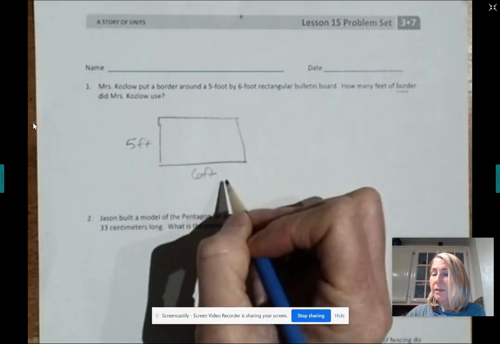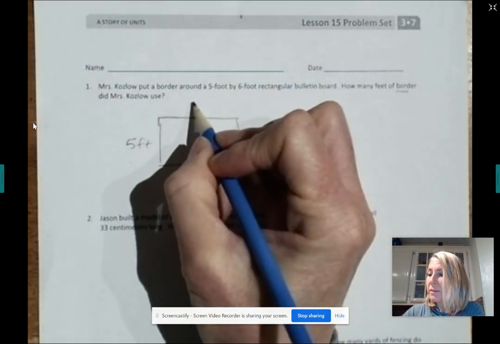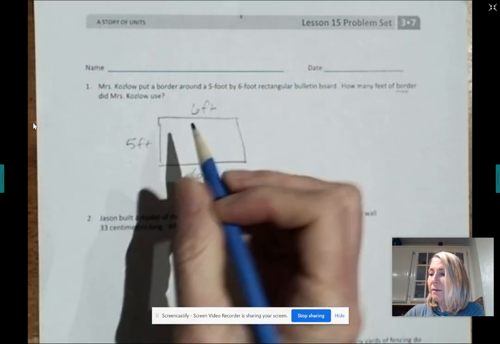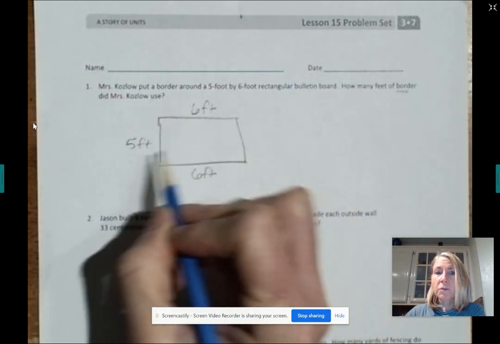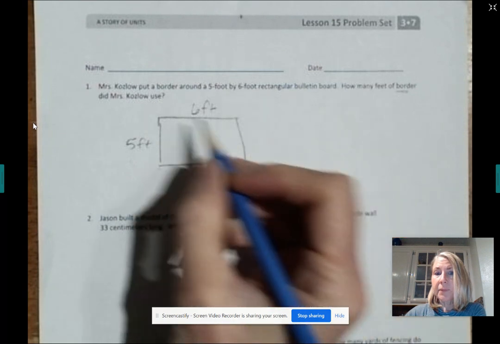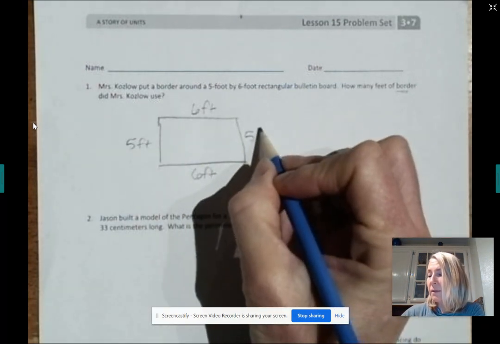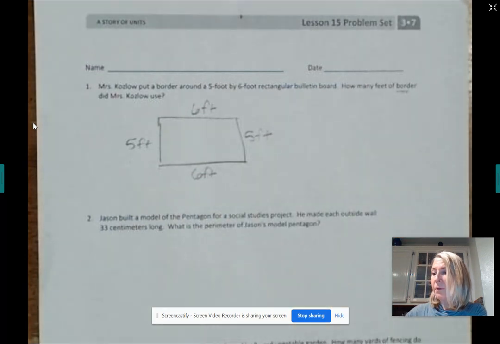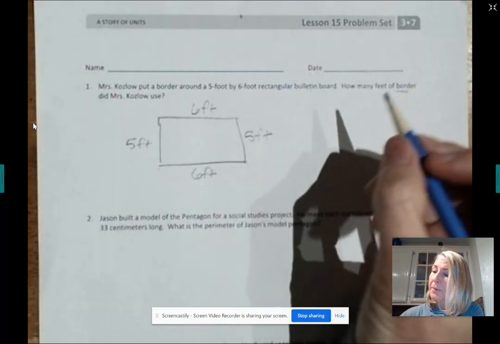So knowing that this is a rectangle, this side length is going to be equal to this side length. So I can label that there. And on this side, these two are related to one another because in this quadrilateral, both sides are going to be of equal length. So I'm going to go ahead and put that there. Now I'm going to go ahead and add it all up next.